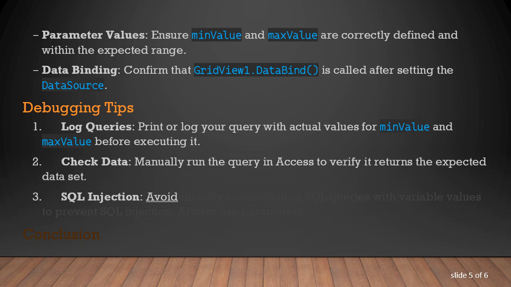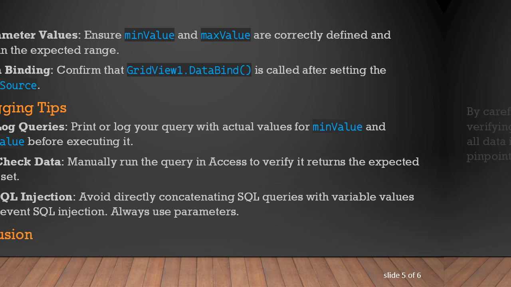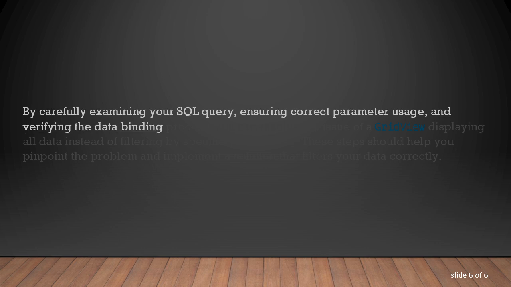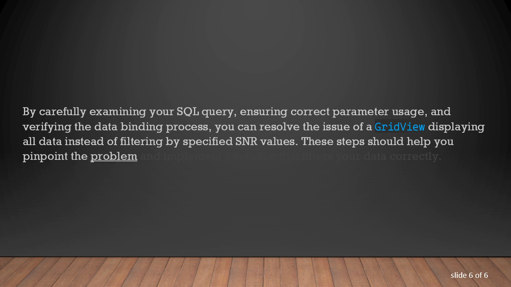SQL injection. Avoid directly concatenating SQL queries with variable values to prevent SQL injection. Always use parameters. Conclusion. By carefully examining your SQL query, ensuring correct parameter usage, and verifying the data binding process, you can resolve the issue of a GridView displaying all data instead of filtering by specified SNR values. These steps should help you pinpoint the problem and implement a solution that filters your data correctly.